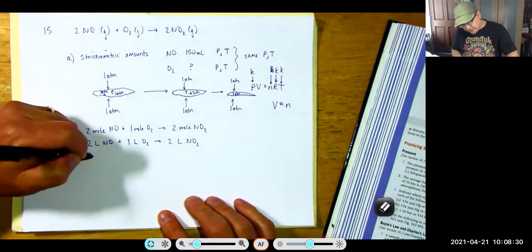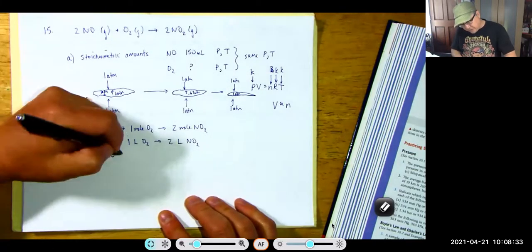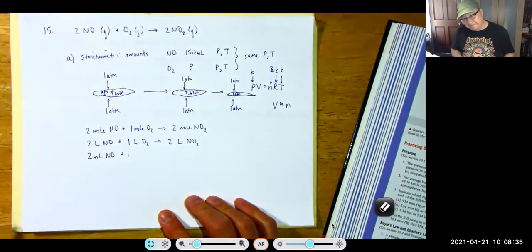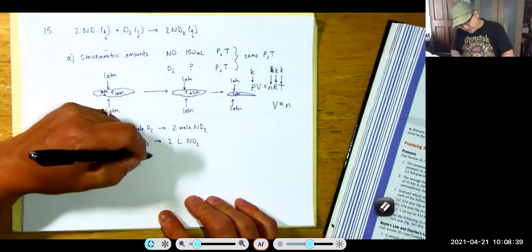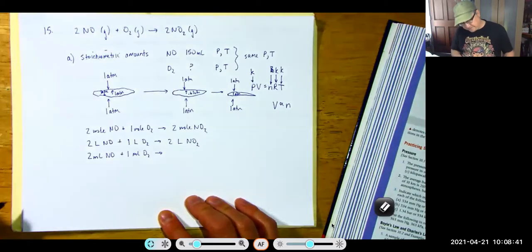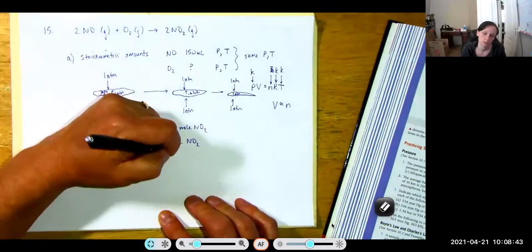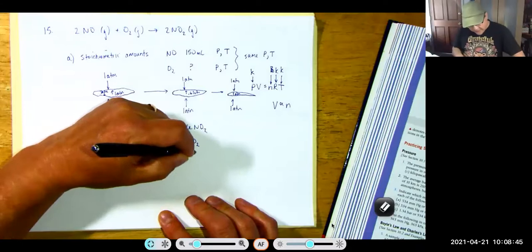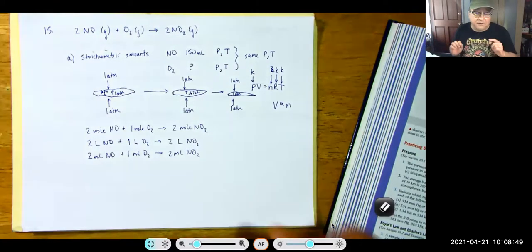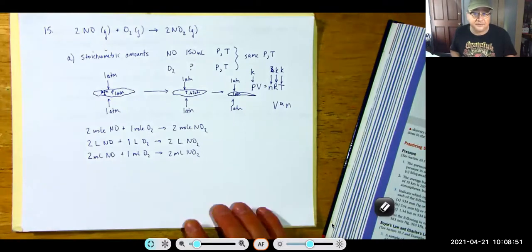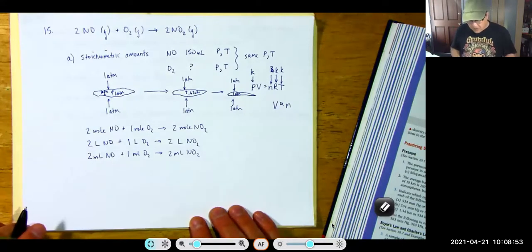2 milliliters of NO plus what? 1 milliliter of O2 gives me what? 2 milliliters of NO2. I can use any volume I want here as long as I use the same volume for every coefficient. Okay, so it's just a proportion of them.